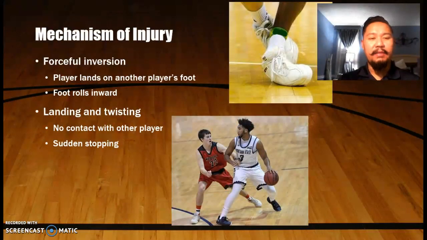So the mechanism of injury for inversion ankle sprain is, of course, forceful inversion of the ankle, or the foot will tend to roll inward or under. Looks very painful there from the picture on the top. A lot of times, it can come a number of ways. It can come from contact, as in if you're jumping for a rebound and you land, you come down on someone's foot, or you come down and you don't land evenly, and your foot will roll inward.